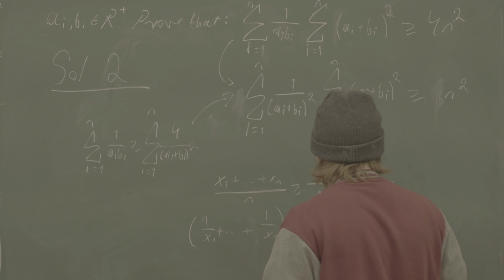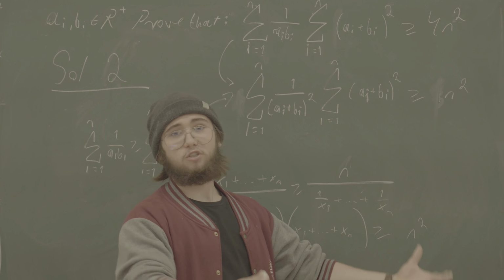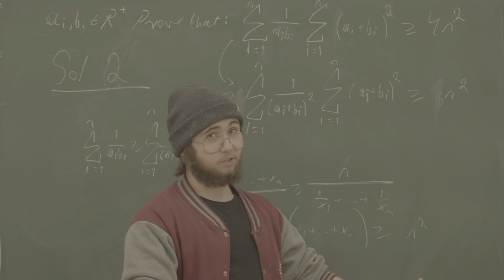And what is this stuff right here? Well, this is literally 1 over (a1 plus b1) squared plus 1 over (a2 plus b2) squared up to 1 over (an plus bn), everything squared. And here we have a_i plus b_i, so (a1 plus b1) squared plus (a2 plus b2) squared, up to (an plus bn), everything squared.